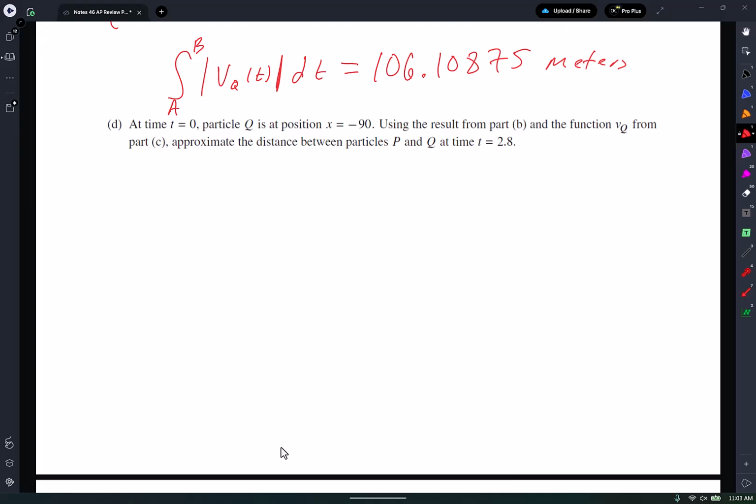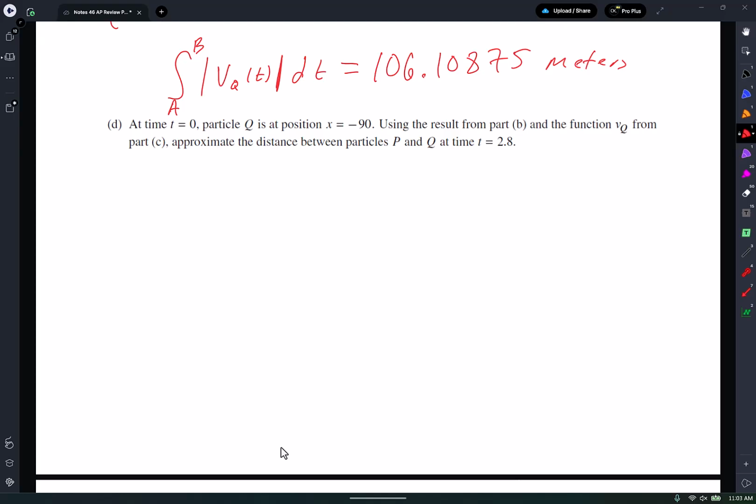Okay, read it again. I think I know what they want. At time t equals 0, particle Q is at position. Using the result from part B, the function VQ. Okay, I got it. Guys, don't make this hard. Find the position of particle Q at 2.8. Find the position of particle P at 2.8. And find the difference. That's it. Find the position of both. Find the difference, the absolute value of the difference.